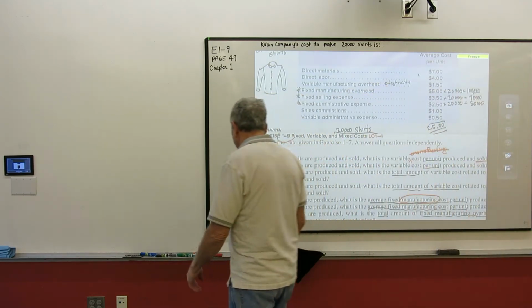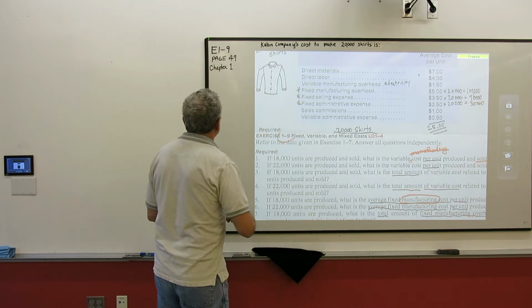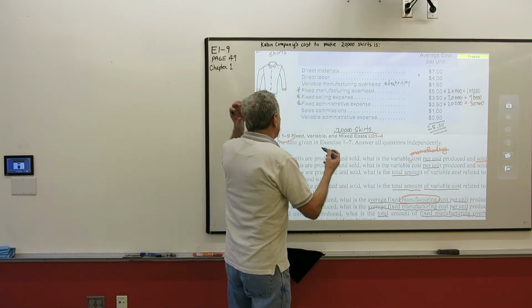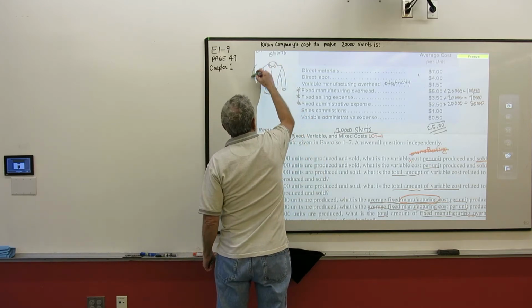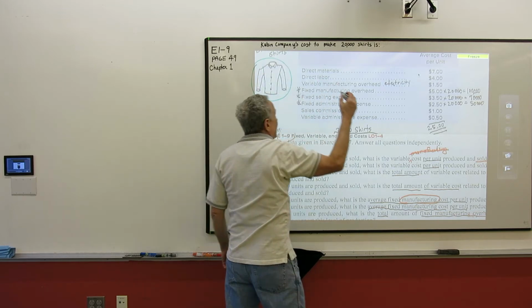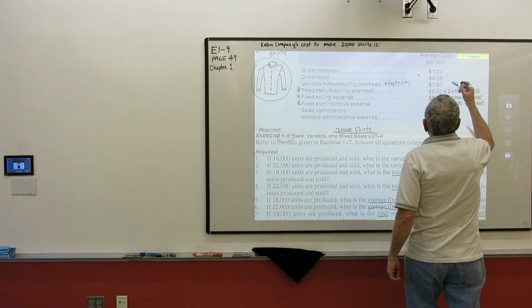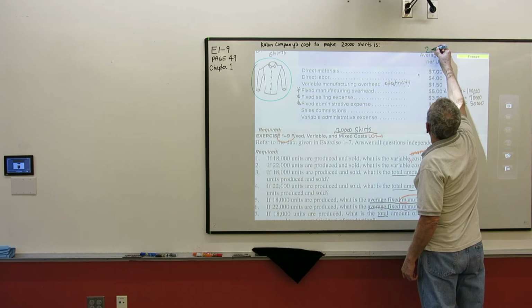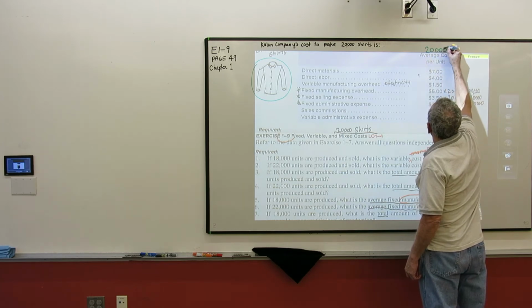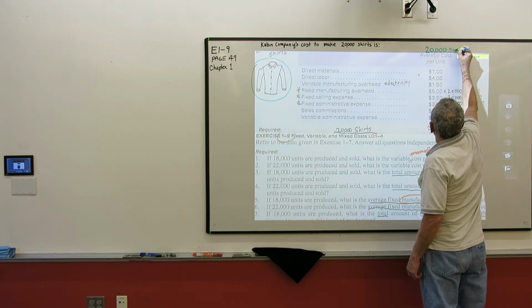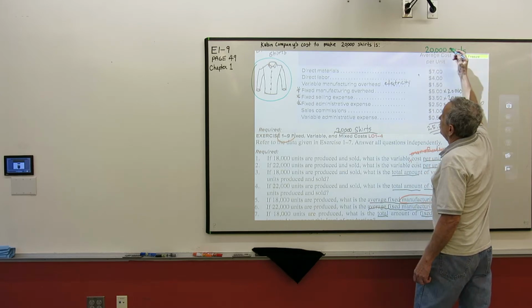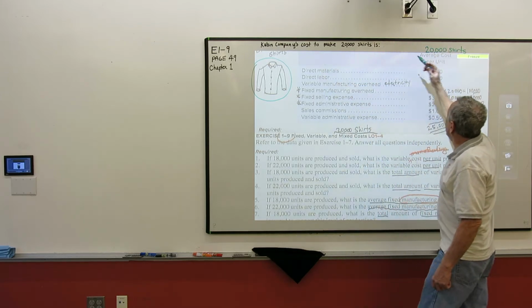All right, on this problem, let's review it. Again, this is exercise 1.9. This is a company that makes shirts. And here are all their costs. And by the way, this is at the 20,000 level. What do I mean by that? They're making 20,000 shirts at that level.